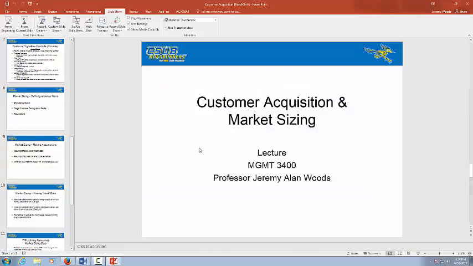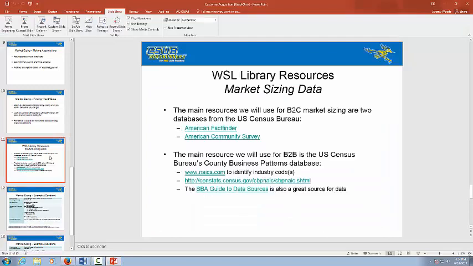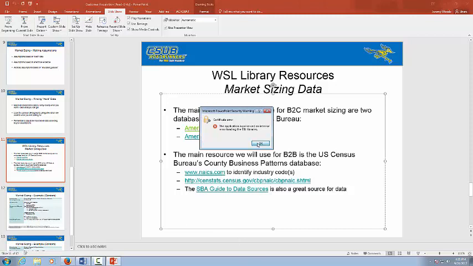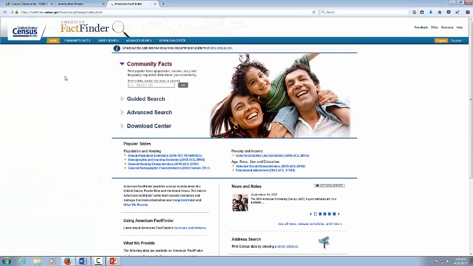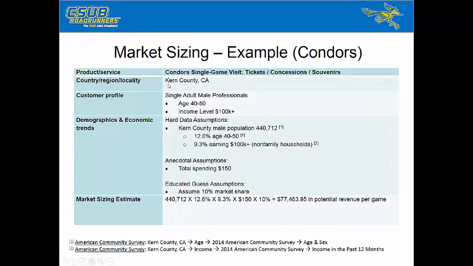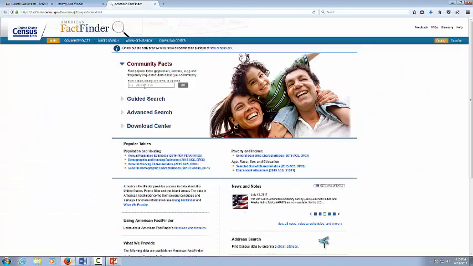Let me show you quickly. If I get out of here and go back to American Fact Finder, this is what the Census Bureau website looks like for consumer information. So if we go back and look at this Condor's market sizing example, Kern County, California. So if I come out of that, come over here, I just type in this window here, Kern County, California, go.